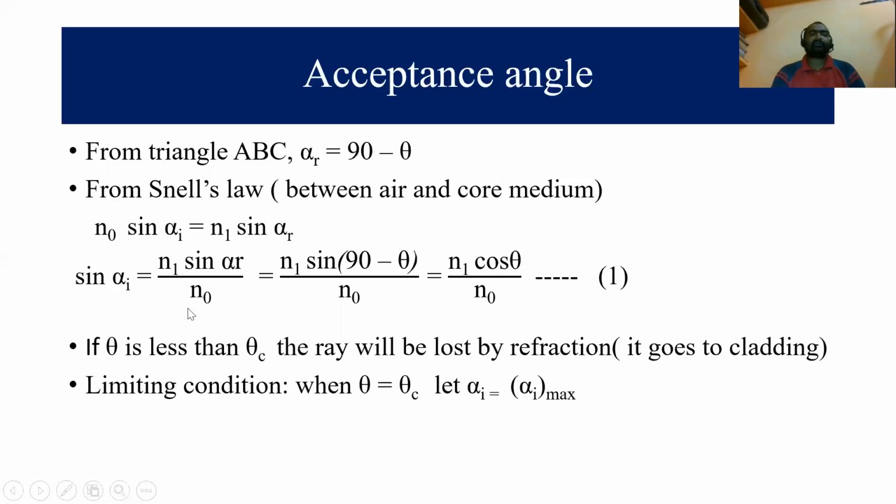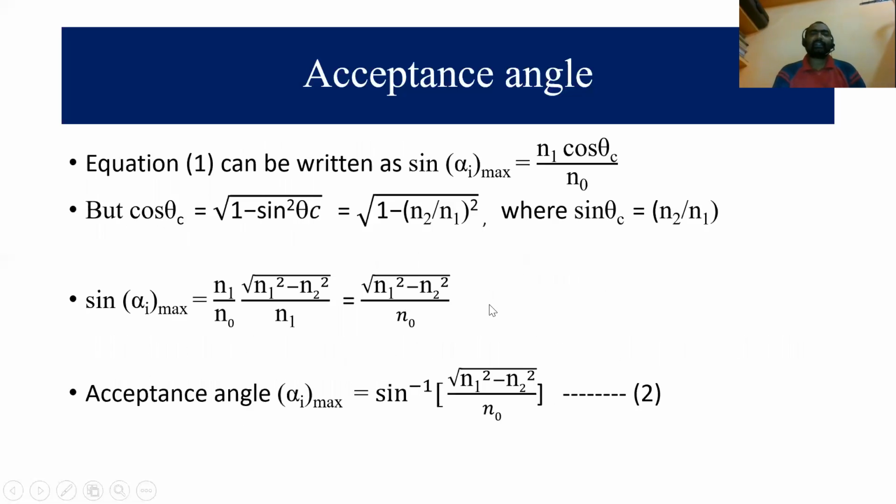So sine alpha i, instead of alpha i, we can write alpha i max. So sine alpha i max equals n1 cos theta, at this particular condition theta equal to theta c, n1 cos theta c by n naught. But we know cos theta can be written as square root of 1 minus sine square theta. Sine theta c we can get as n2 by n1. So 1 minus (n2 by n1) whole square.